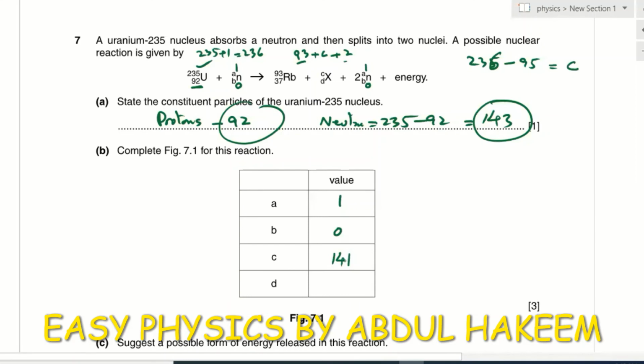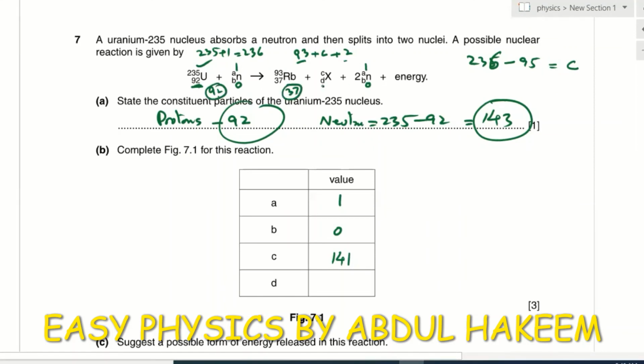Now the charges are conserved. The charges are 92 because 92 and 0, 92. This is 37. This is 0. So 92 minus 37, D will be the answer. So 92 minus 37, it is 55.